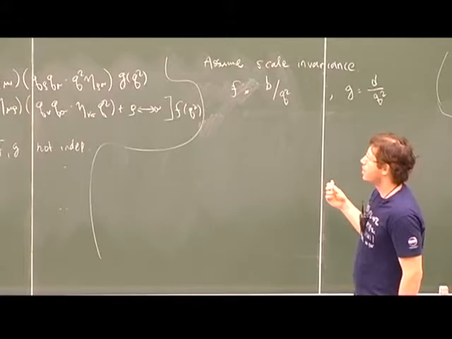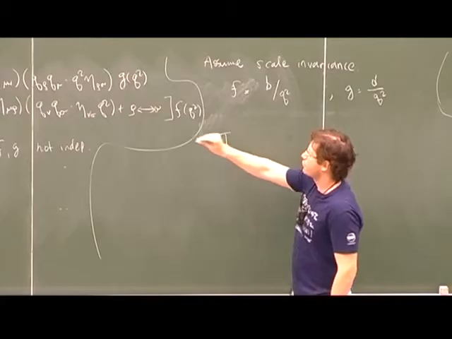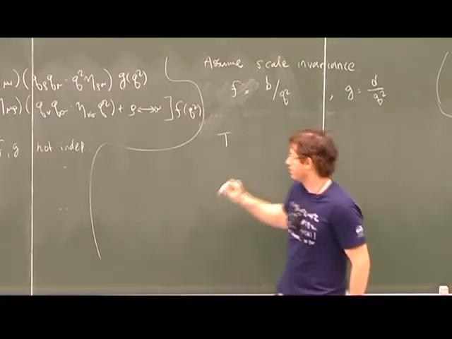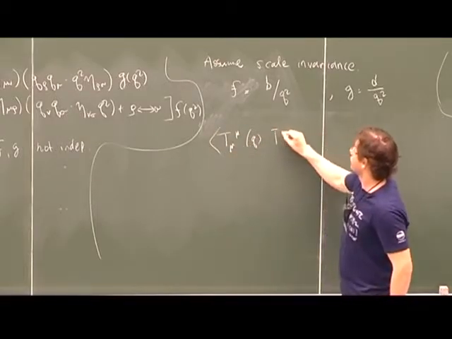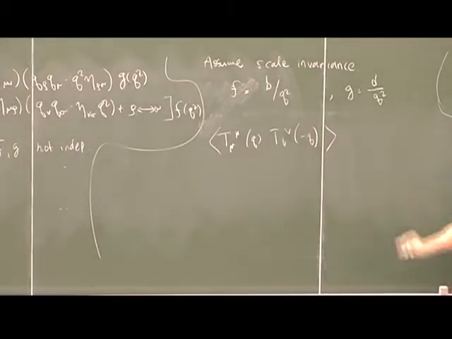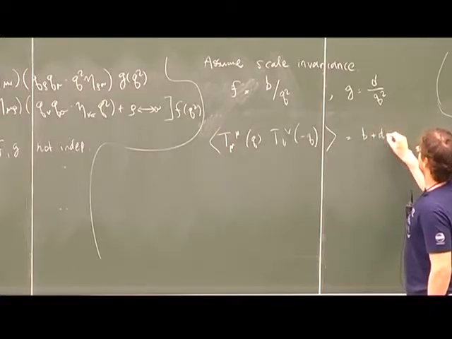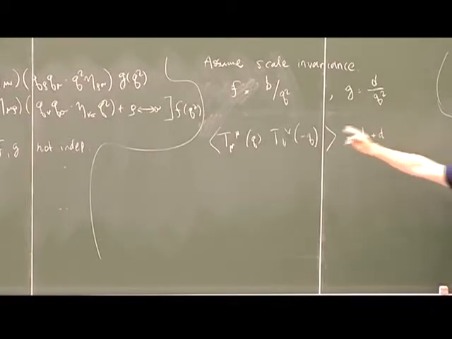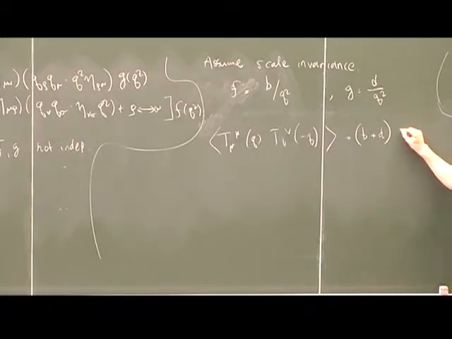Now, this leads to an amazing consequence, more or less without any further work. So one can trace over the indices mu and nu and rho and sigma and compute T mu nu at momentum q with T nu nu at momentum minus q. So I'm just tracing the indices mu and nu and rho and sigma, and I'm plugging in these results. So what one finds is that this two-point function is equal to b plus d times q squared.